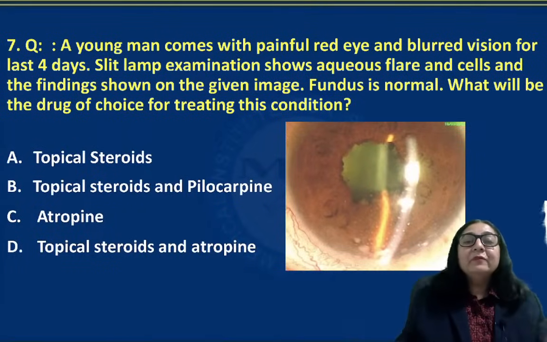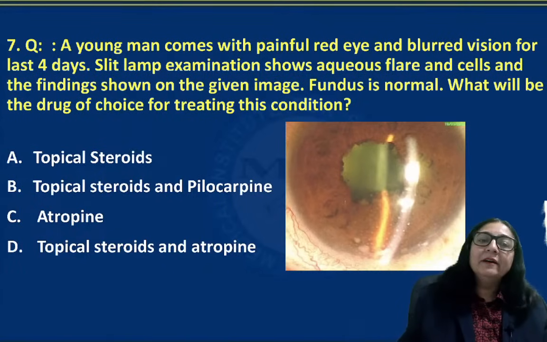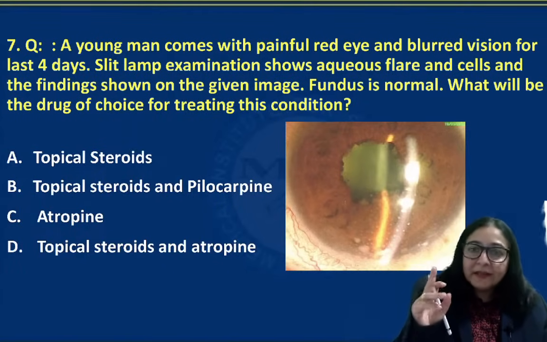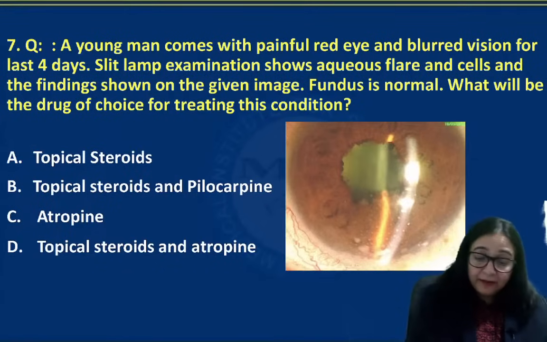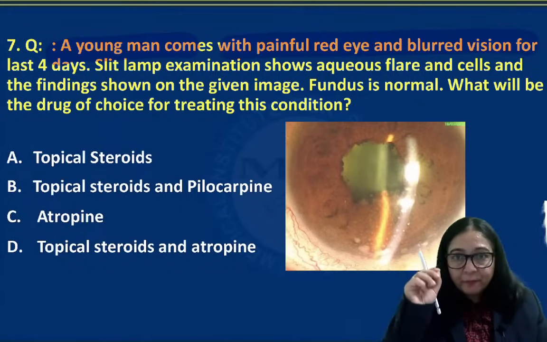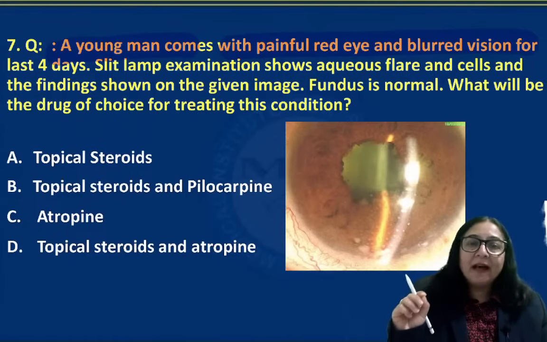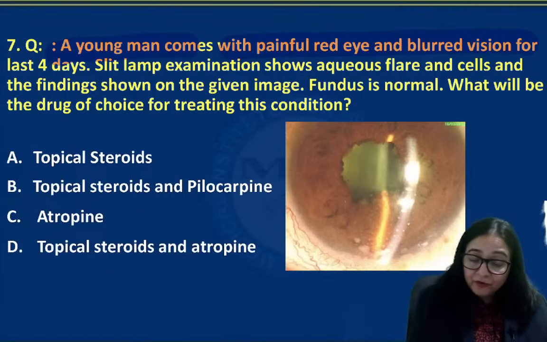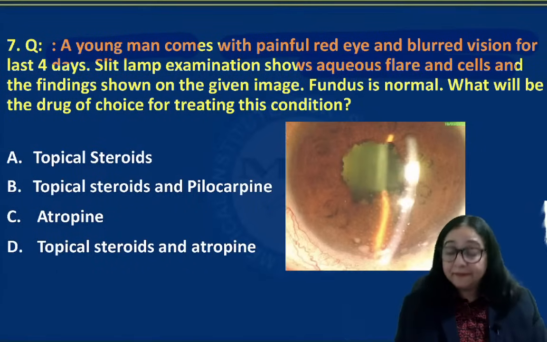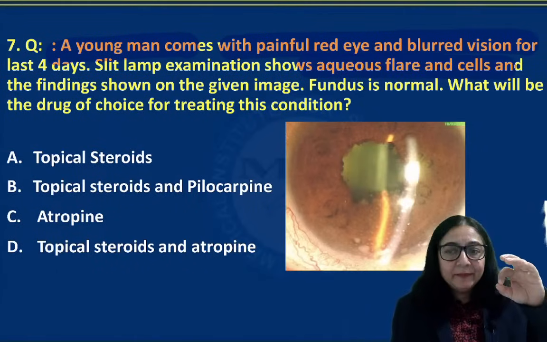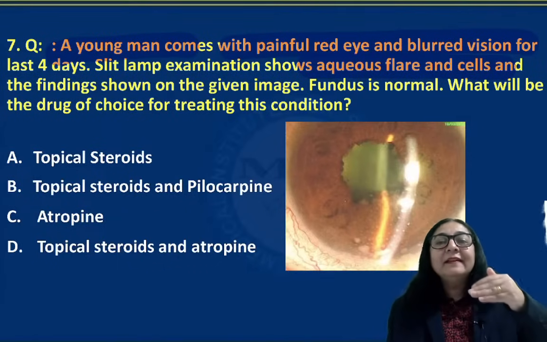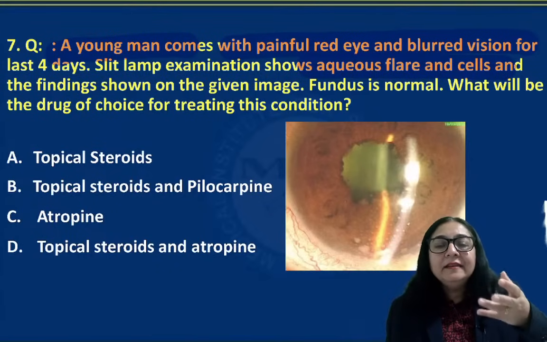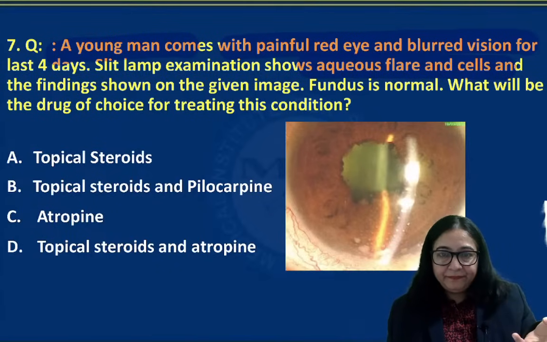A young man comes with a painful red eye and blurred vision for last 4 days. Now again, go step by step, word by word, spend a few seconds on the question statement. A young person comes with painful red eye and blurred vision. So painful red eye, decreased vision for last 4 days. Slit lamp examination shows aqueous flare and cells. So when do you see the flare and cells, beta? It means there is inflammation. Okay, aqueous flare and cells, they are seen in anterior chamber inflammation.